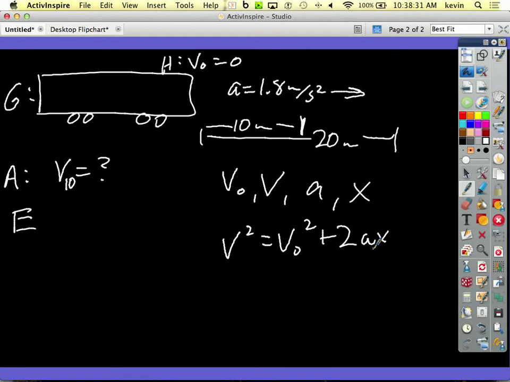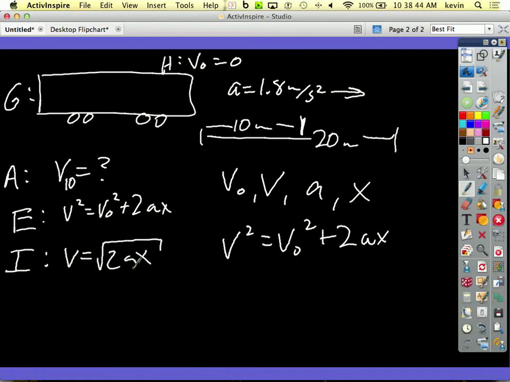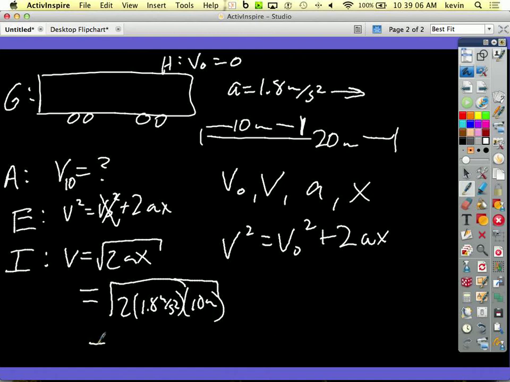So we have this. Obviously, that's my equation: V squared equals V0 squared plus 2ax. Now I'm going to isolate, which is pretty easy. So I say V is the square root of 2ax. Right? Because what happened to V0? V0 was 0, so I could just get rid of it. And so then I get 2 times 1.8 meters per second squared times 10 meters. That gives me 36, and the square root of 36 is 6 meters per second. And we have our answer.